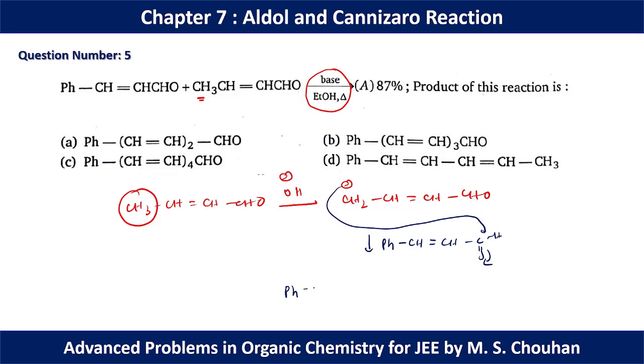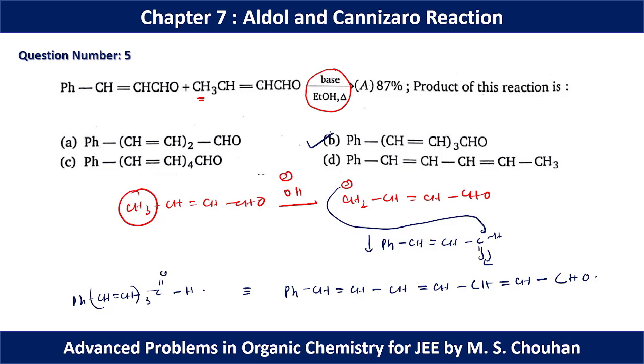So the final product will look like this: Ph CH double bond CH CH double bond CH, and then CHO. So this is identical with Ph CH double bond CH, whole 3 CHO. So option B should be the correct option.